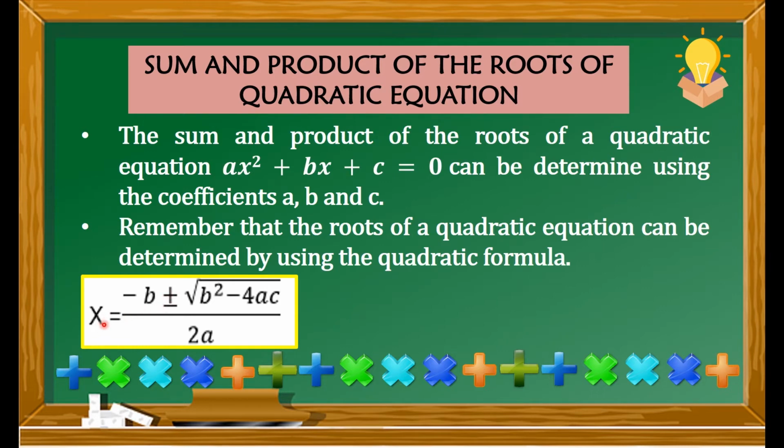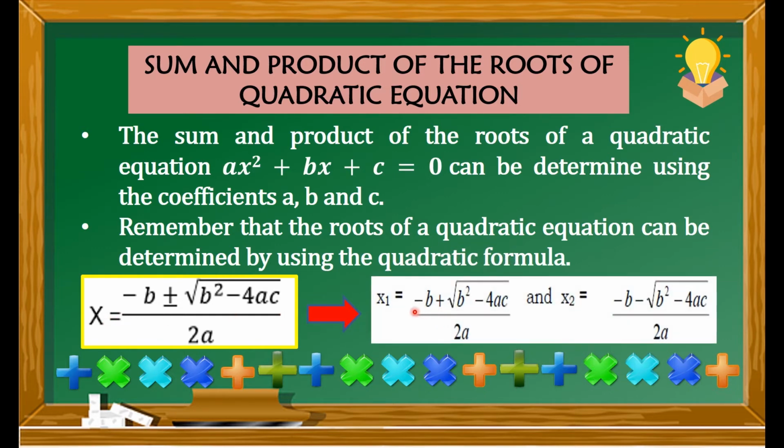We have two values for x. The first value is negative b plus the square root of b squared minus 4ac over 2a. And the other one is negative b minus the square root of b squared minus 4ac over 2a. Now, let us use these two values of x to determine the sum and the product of the roots. Okay?